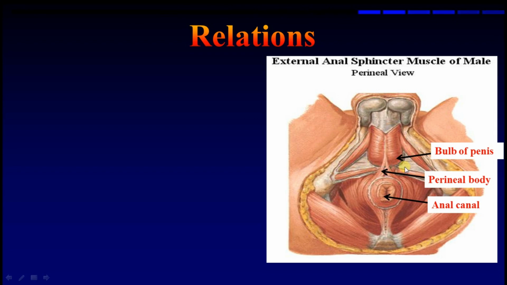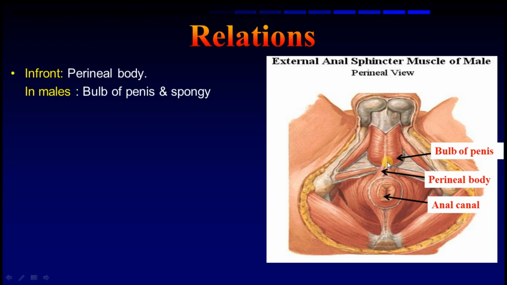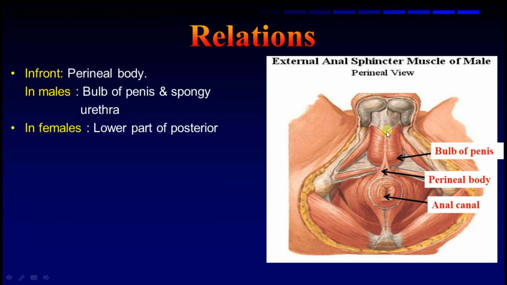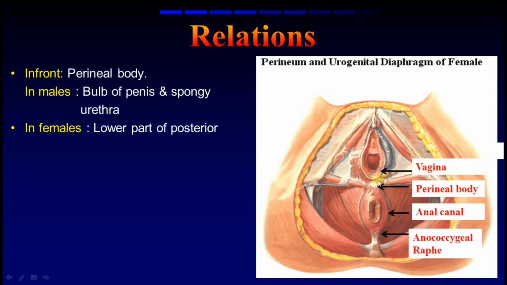In males, anteriorly it is related to the perineal body and also to the bulb of the penis and the spongy urethra. Okay, bulb of penis and spongy urethra, which is seen in the corpus spongiosum. In females, it is related to the lower part of the posterior wall of the vaginal canal and also the perineal body. Behind it is related to the anococcygeal raphe.